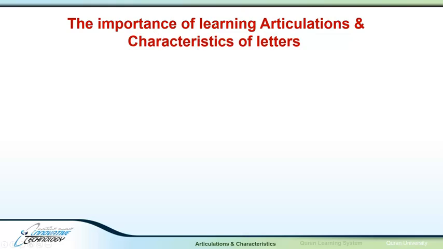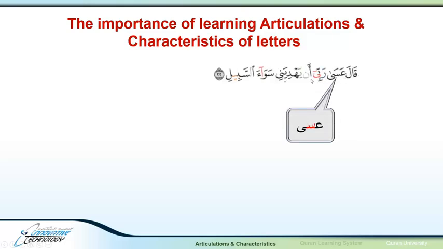So, what's the importance of learning articulations and characteristics of letters? Why should we learn that? Let's take an example, a verse of the Quran. قال عسى ربي أن يهديني سواء السبيل. The word عسى means might. عسى has a letter seen in the red here. So this S, seen, if we don't pronounce it properly, if we don't articulate it properly and give it the right proper characteristics, it could be altered into a different letter.